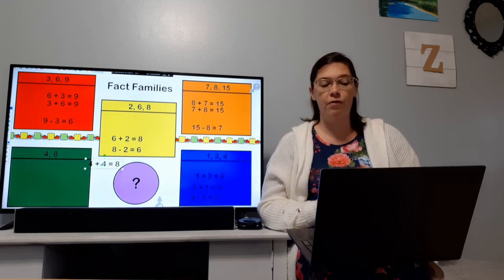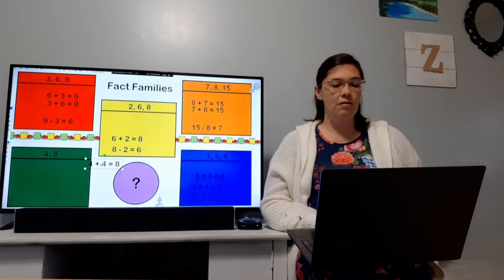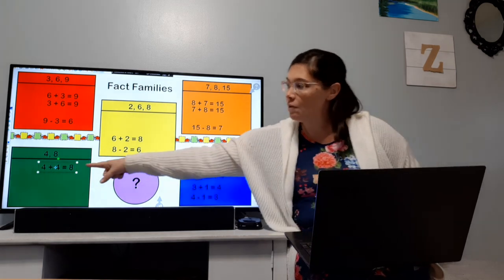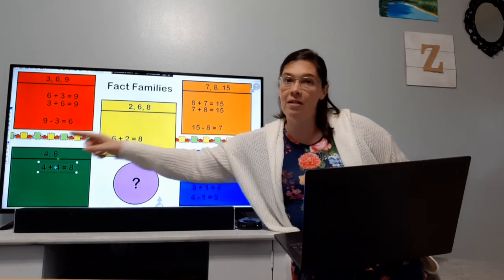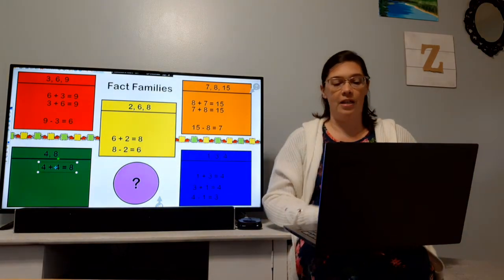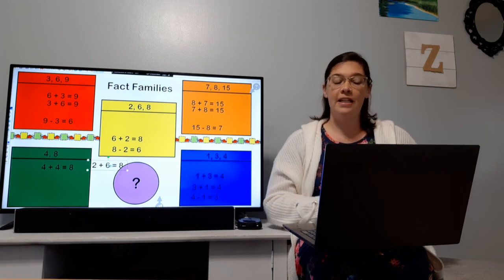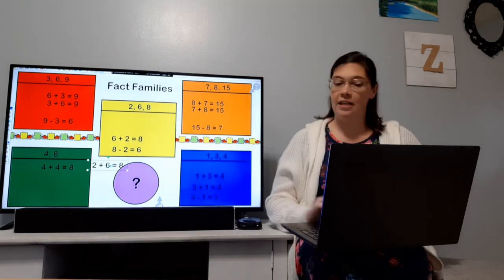Oh, look at this. 4 plus 4 equals 8. This one's kind of funny because we always said that fact families have 3 numbers. Well, this one only lists 1 because you can double the 4, and that's part of that family. So it's actually 4, 4, 8, right? 2 plus 6 equals 8. I think that goes in this yellow one right above it.